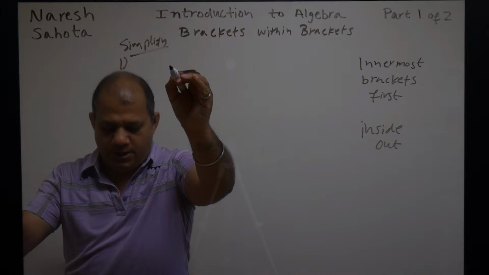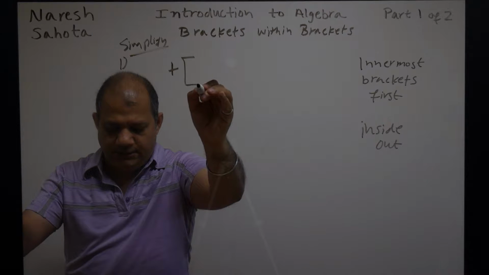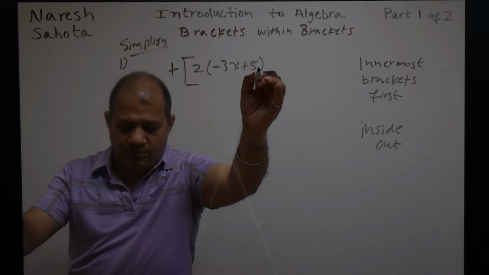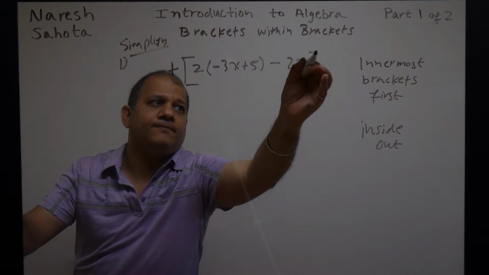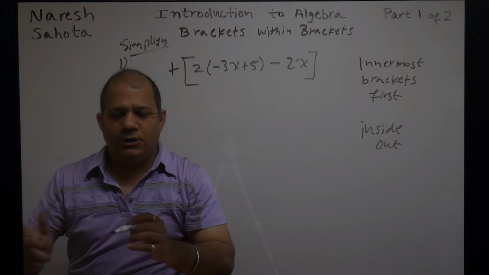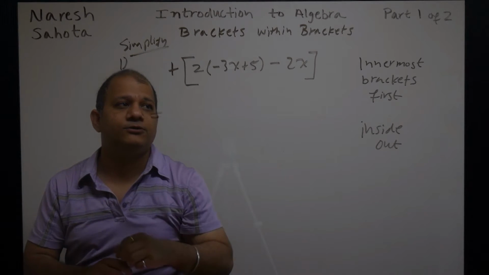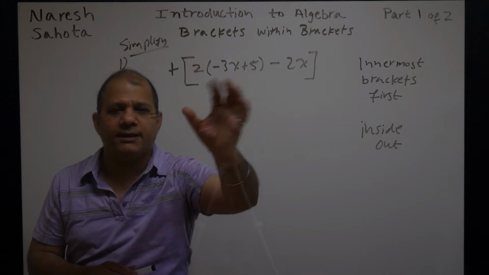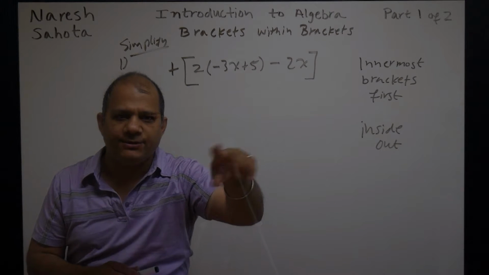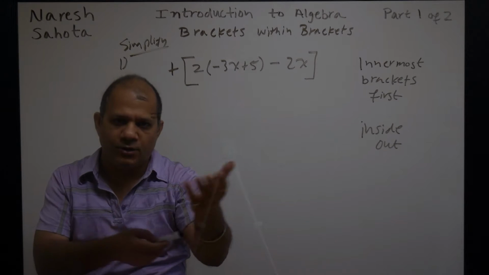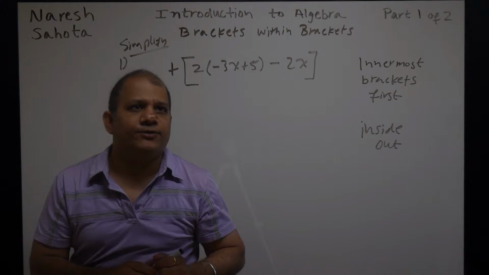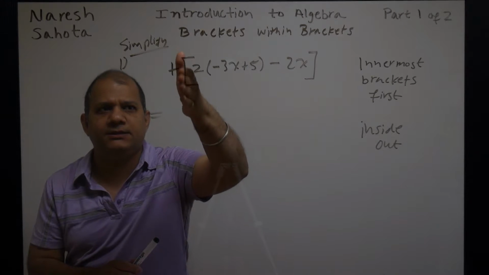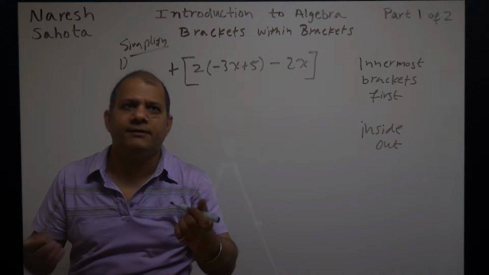Alright, so number 1, we have a positive square bracket, 2 times negative 3x plus 5 in the brackets, then minus 2x. So simplify, what does that mean? That means I can remove brackets, collect like terms, and then compress my answer to perhaps 1 or 2 terms, or whatever number of terms it works out to be. Now, do I really need that plus? No, I don't. It's basically 1 on the outside, so I don't need that 1.